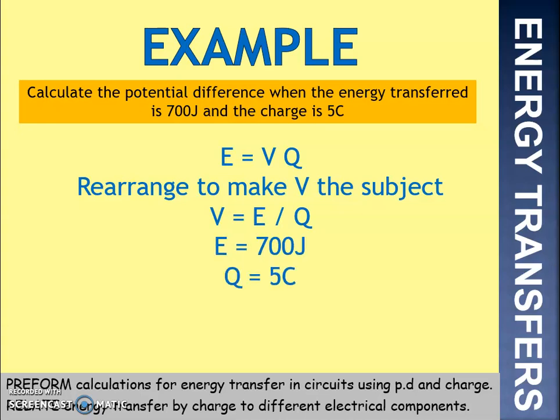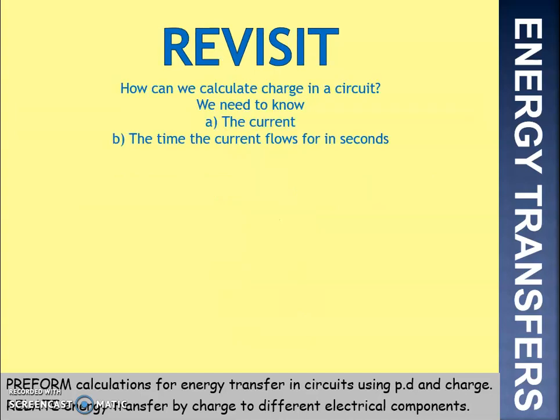Energy is 700. Charge is 5, got both those values from the question. So it's 700 divided by 5 to give us potential difference, which is 140 volts. That should be Q, not E, I do apologise.